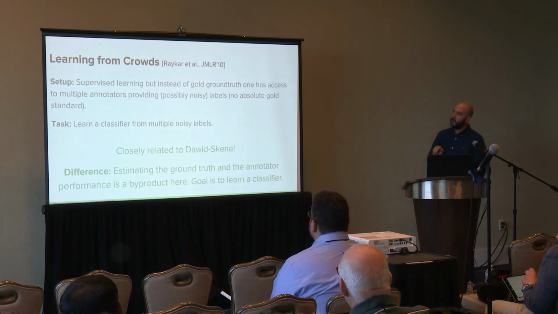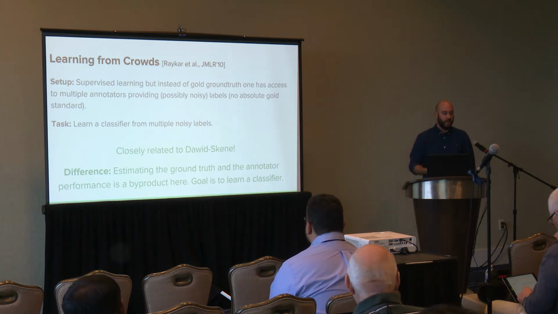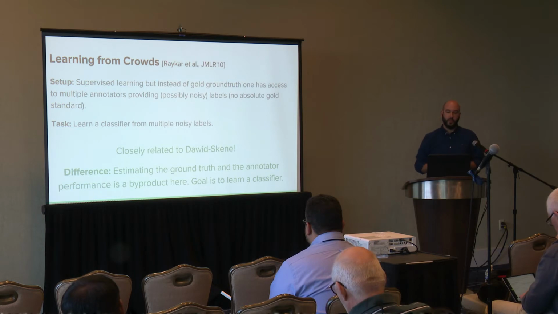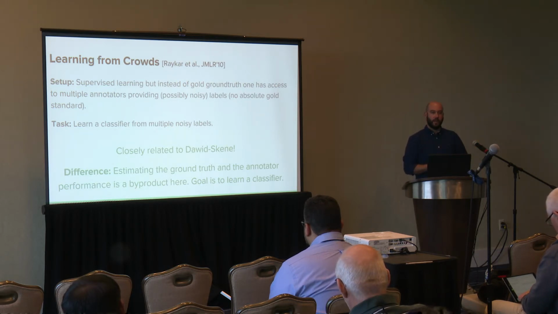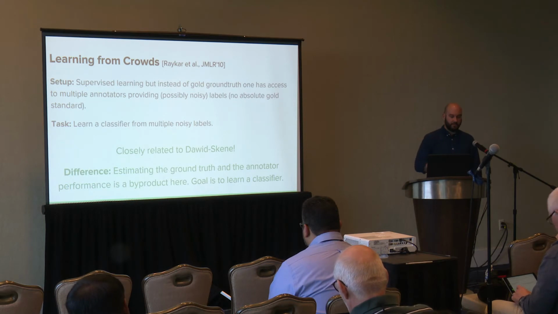There is this paper that talks about how you can learn from noisy crowdsourced labels. And the whole idea there is that instead of running supervised learning over gold ground truth, one has only access to multiple annotators that provide possibly noisy labels. So you have no gold standard, basically. And your task is now not, like in data fusion, to actually find the correct label. You don't care about that, but you really care about just training a classifier from these multiple noisy labels.